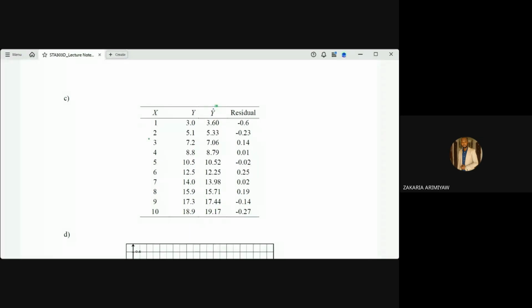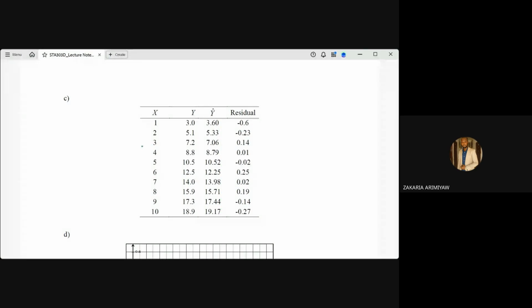If you want to find these values, use the estimated equation. It is given in the problem. If you want to find the first y cap, you substitute 1, that's the value of x, into the equation and evaluate. It will give you 3.6, and that will be the predicted value of y. So this value corresponds to the original value 3. We do the same for all other values of y to obtain the predicted values.